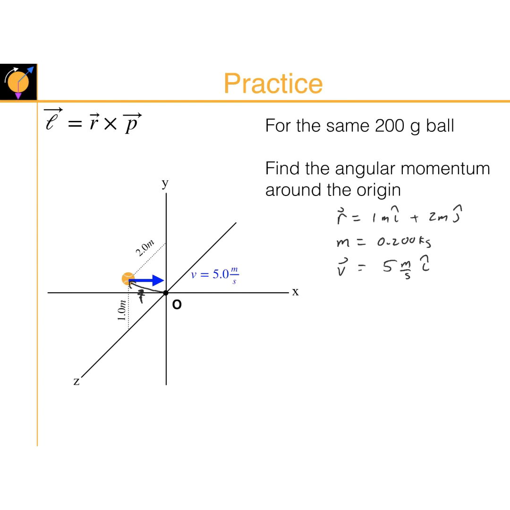And I have one tiny error here. If you look at the R vector, it's not i and j. It is the 1 meter in the j hat direction, and the 2 meters in the k hat direction. There we go. That's more like it.